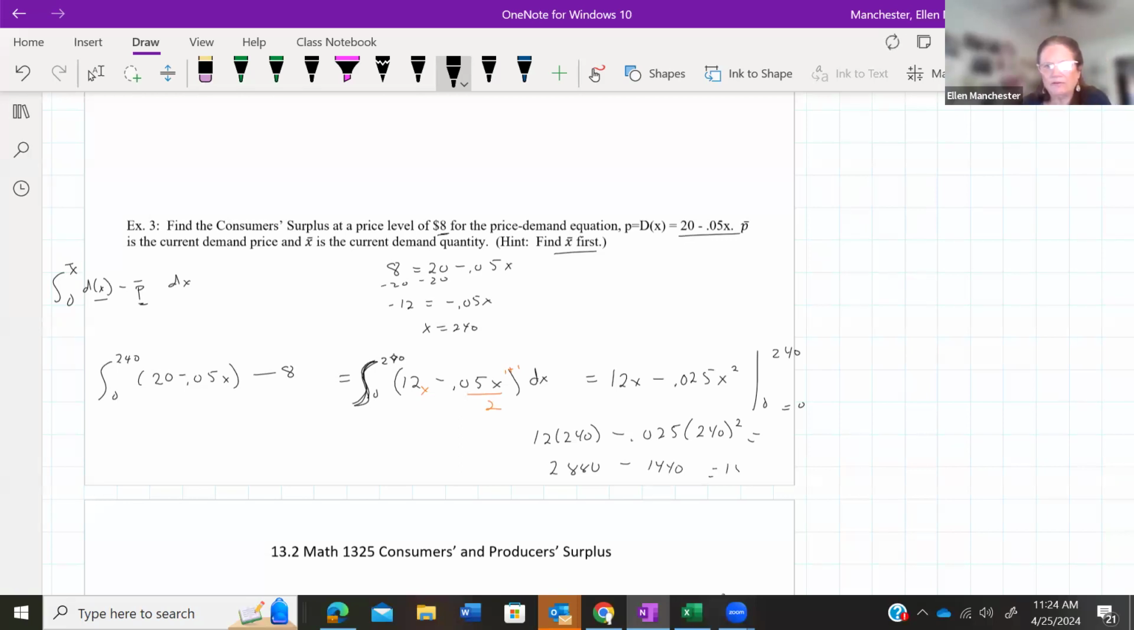So this is 1440. Okay, so what this means is the consumer surplus is $1,440 when the price level is $8 and I'm selling 240 products. Okay, so that's how much money, me as a business owner, how much I'm saving my consumers as a whole, right? It's all the people added up together. Okay, so that's consumer surplus. Everyone good?